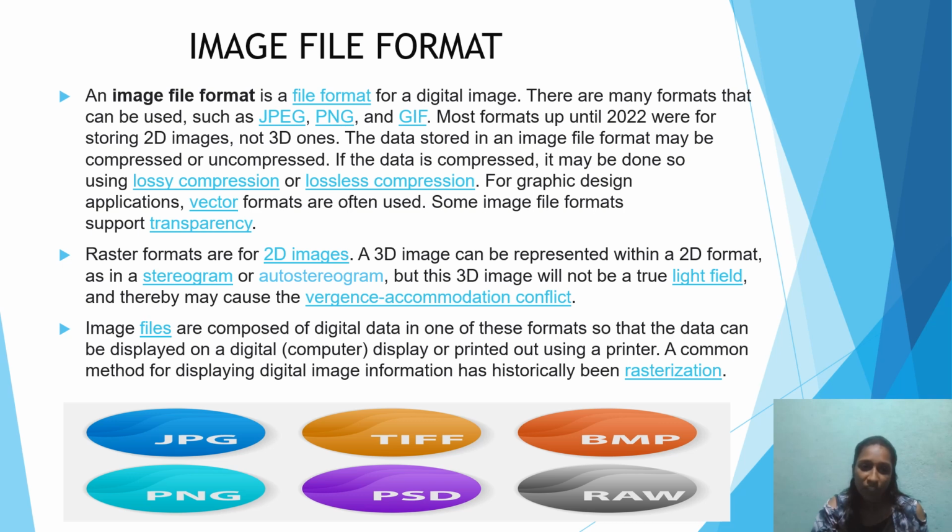For graphic design applications, vector formats are often used. Some image file formats support transparency. Raster formats are for 2D images. A 3D image can be represented within a 2D format as in a stereogram or autostereogram, but this 3D image will not be a true light field and thereby may cause the vergence accommodation conflict.